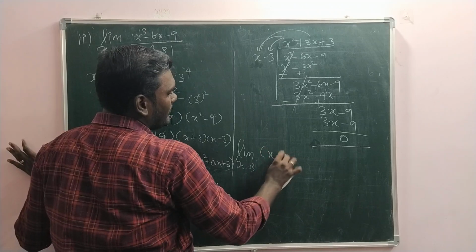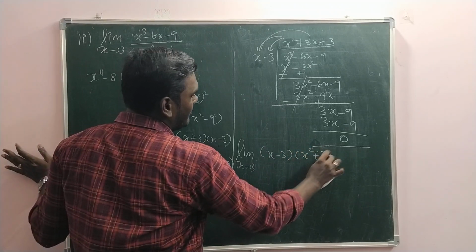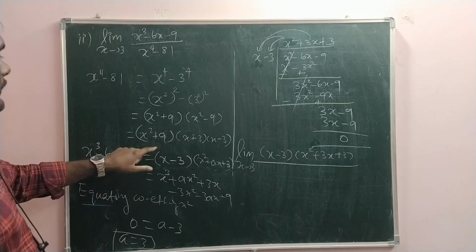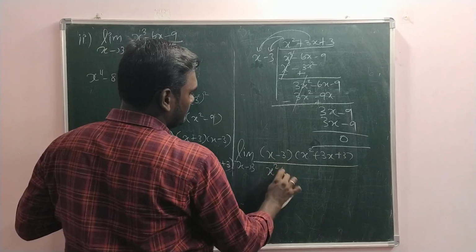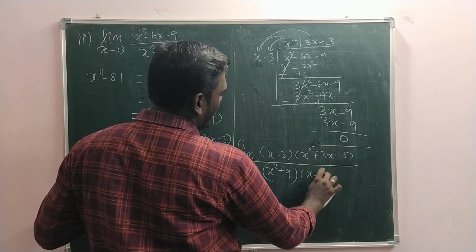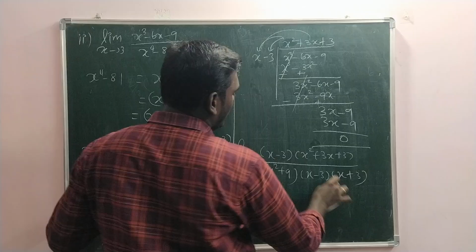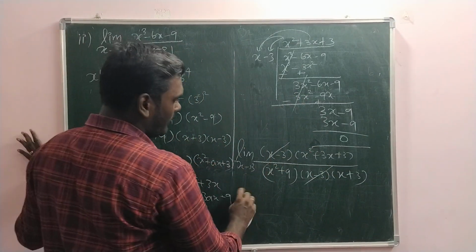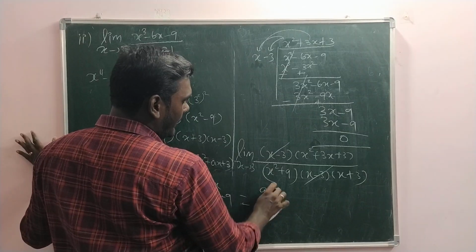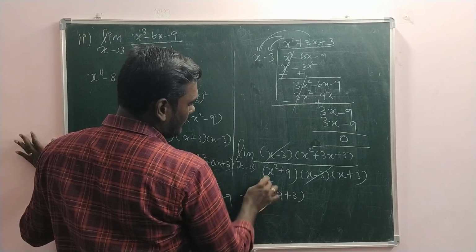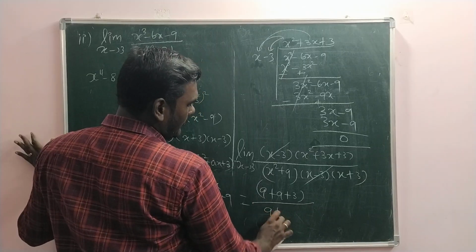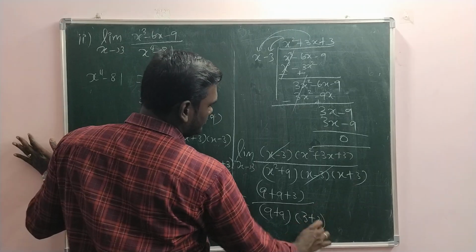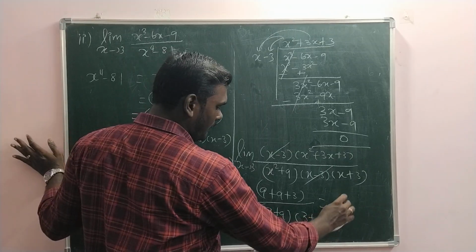The factors are x minus 3 into x square plus 3x plus 3, whole divided by the factors of x square plus 9, into x minus 3 into x plus 3. So x minus 3, the problematic guy, is eliminated, and then the remaining things you can substitute peacefully. Then 3 square is 9, plus 3; by this, 9 plus 9, and this is 3 plus 3. So we'll get 18 plus 3, 21.